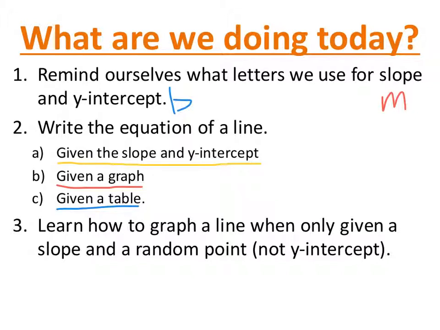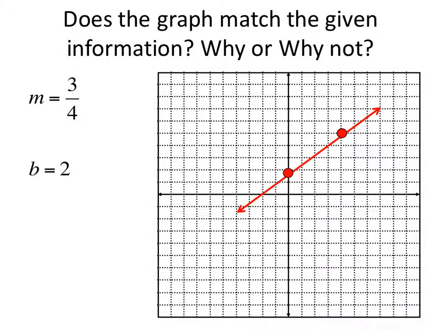So how do you graph that line, and then how do you write that equation? Let's get started. So the first thing we want to talk about is, does this graph match the given information, y or y not? So we have a graph. It says the slope is 3/4, and it says my y-intercept is 2. So I always like to check my y-intercept first. My y-intercept is 2. That's what it says.